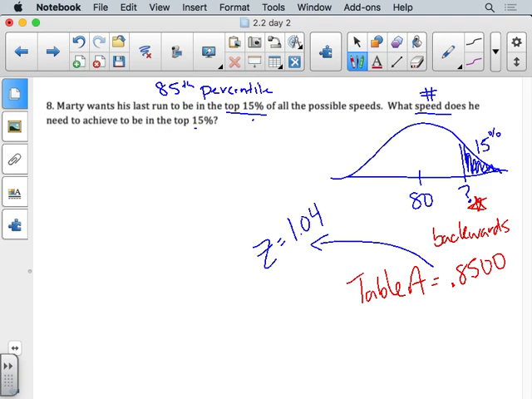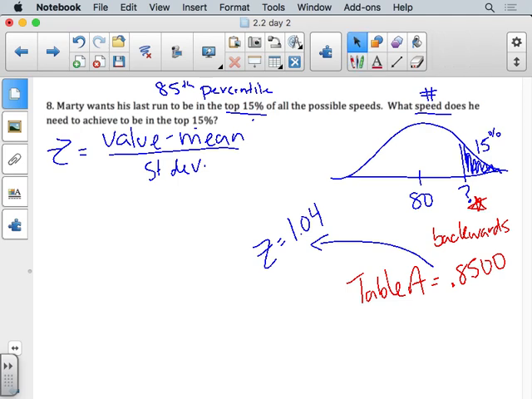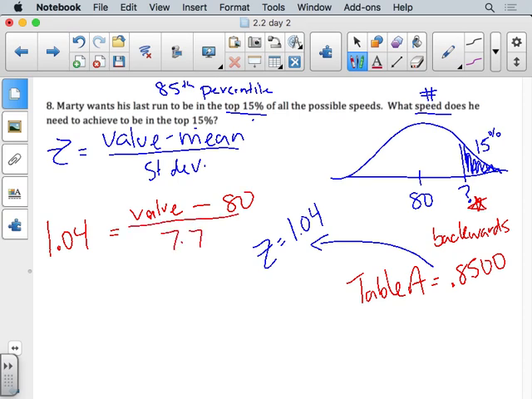Okay, so the z-score formula is z equals value minus mean over standard deviation. What we have is I know that my z equals 1.04. I do not know my value, so I'm just going to say value. I do know that the mean is 80, and I do know that I need to divide by 7.7. Now you just have to do algebra on it. So I have to solve for x, solve for value.